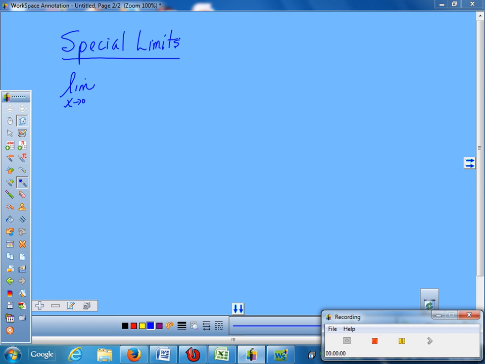One version of special limits. We're going to discover the rule for how to do this, but there are two special limits that show up relatively frequently, and you're going to think, why would these show up? And I really can't tell you why they show up until we get to the next chapter.